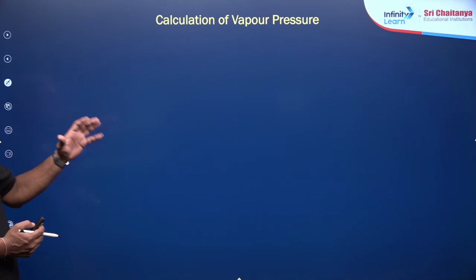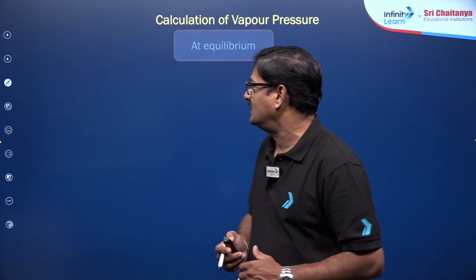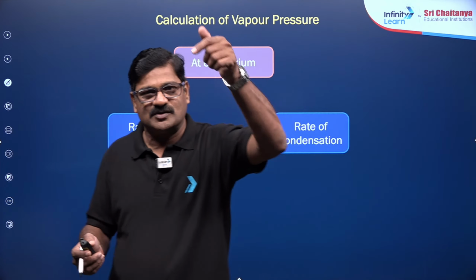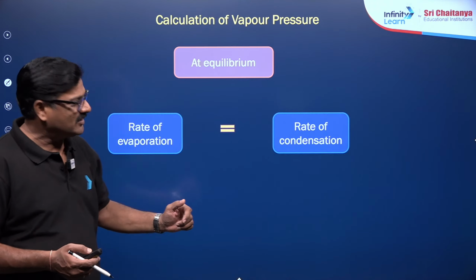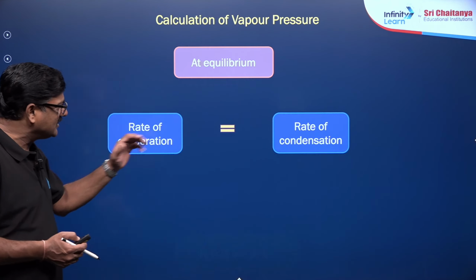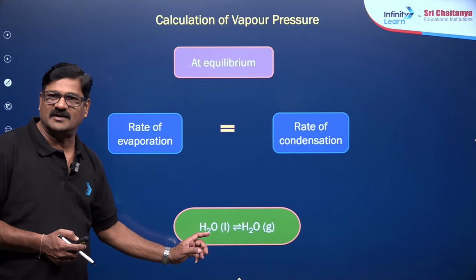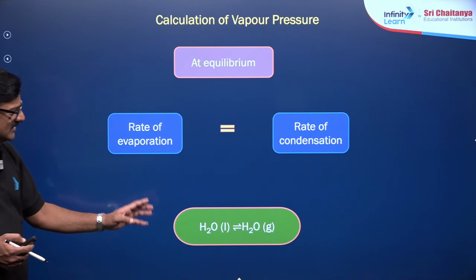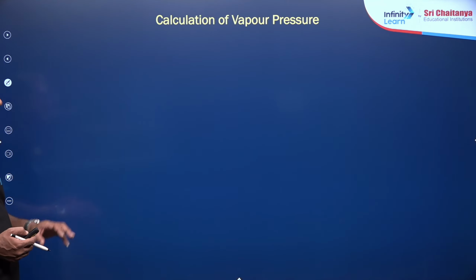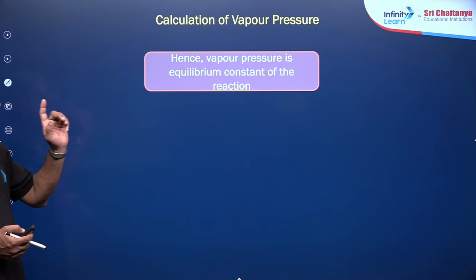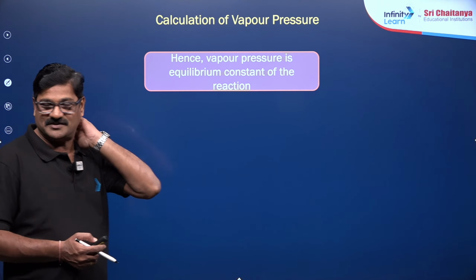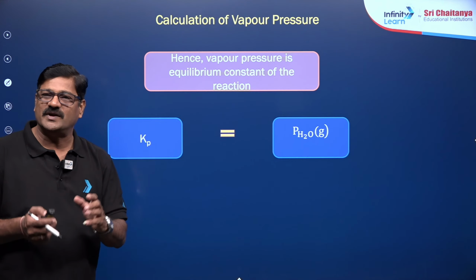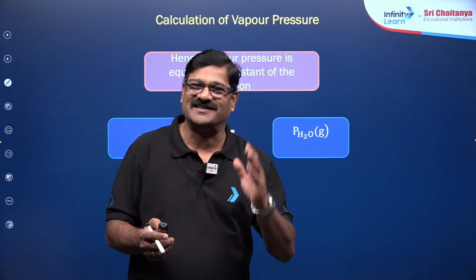And you can see the calculation of vapor pressure. How is vapor pressure calculated? At equilibrium, the rate of evaporation is equal to the rate of condensation. At that equilibrium, H2O liquid is converted into vapor, and the vapor is converted back into the liquid state. At that state, you have a pressure exerted by the vapor. Hence, the vapor pressure is the equilibrium constant of the reaction. So Kp is equal to the partial pressure of H2O. It is connected to the equilibrium chapter in the 11th standard.